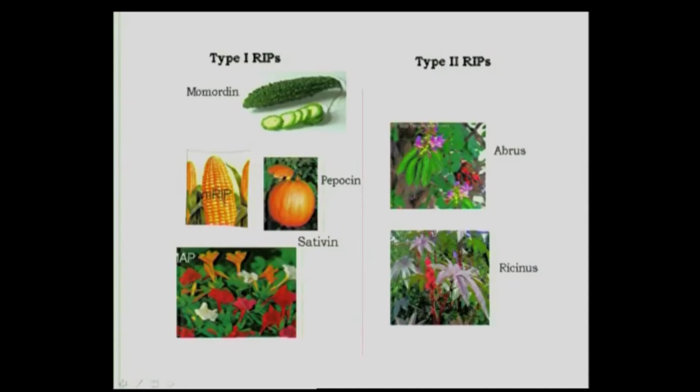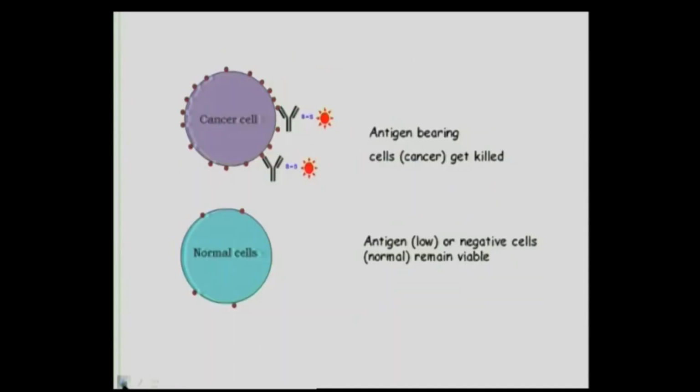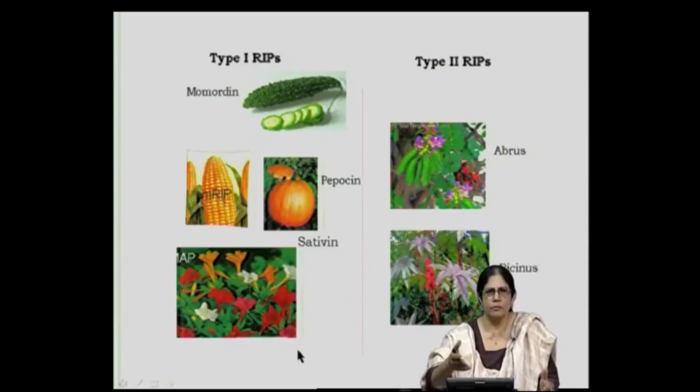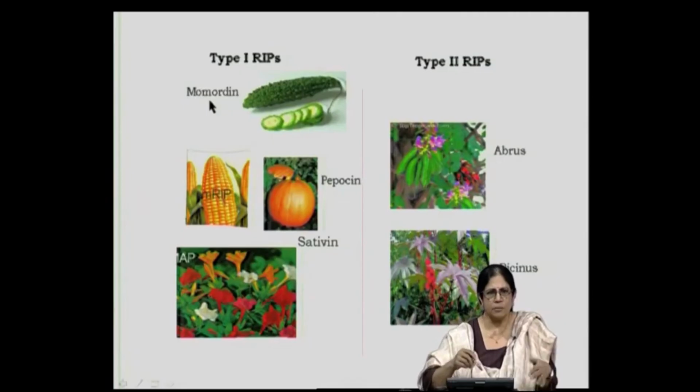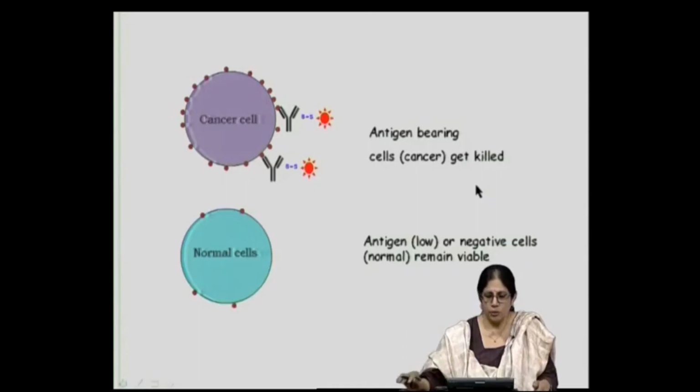Where do you find type 1 RIP and type 2? Interestingly, these are found in vegetables. Karela, Momordica charantia, has a toxin called momordin. So, one can conjugate directly the type 1 RIP, and in case of type 2, you take away the B chain and you replace the B chain with an antibody molecule. The antibody is specific and it would target only those cells which have the antigen to which the antibody is directed.